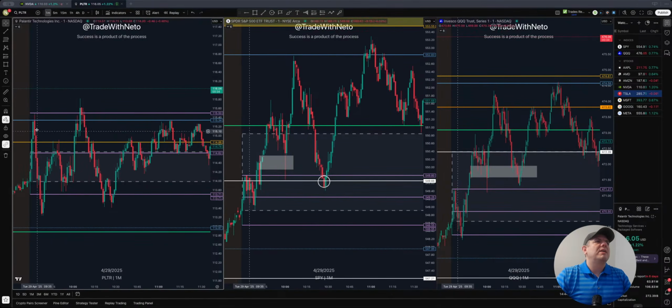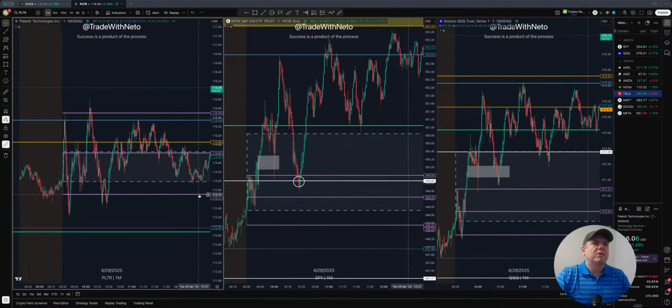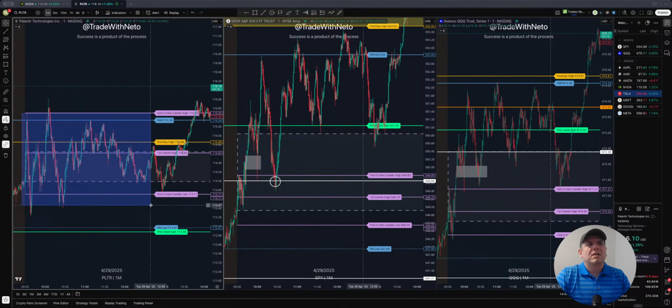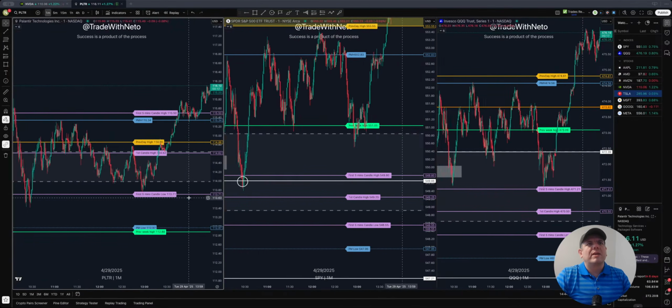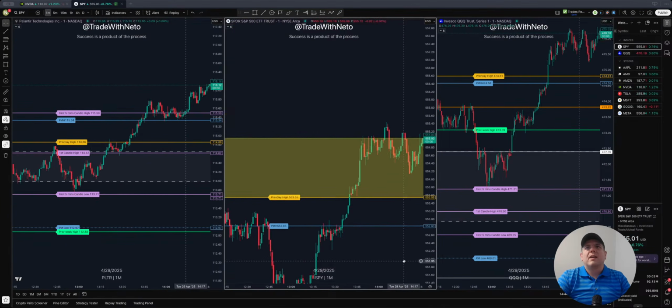As you can see, it was ranging inside the 5 minute opening range for the whole day. I wouldn't take a trade inside of this range, and when it finally broke out of this range, it was too late in the day.